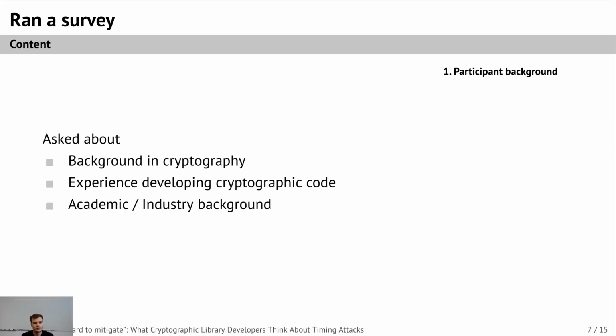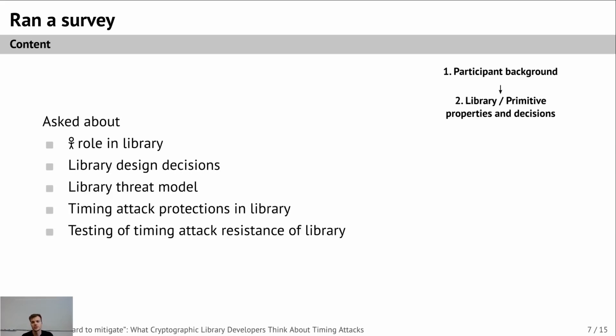In our survey, we first asked about the participant background, their background in cryptography, experience developing cryptographic code, and this academic/industry split. Next, we focused on the library and the participants' role in that library. So we asked them about their role, whether they are a committer, developer, and so on, and then how the library makes design decisions, whether there is voting or whether there is some sort of a formal process.